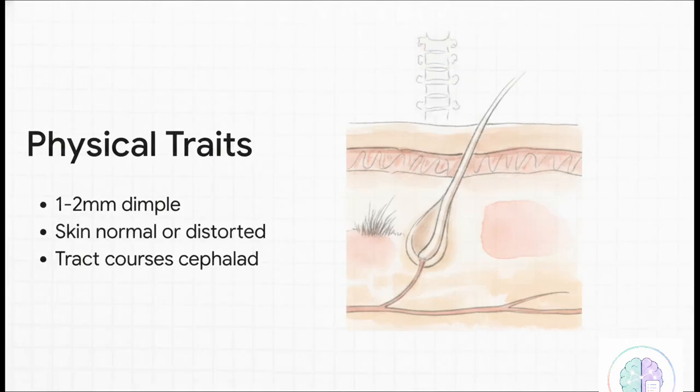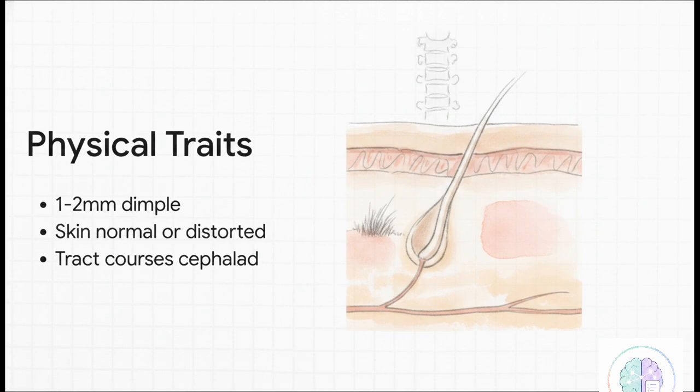Looking purely at the surface, the signs can be incredibly subtle. We're talking a tiny 1 to 2 millimeter dimple or sinus, usually sitting right in the midline. You might see hairs protruding from it, but not always. The surrounding skin might look completely normal, or it could have a port wine pigmented discoloration, or even be distorted by a mass underneath. For context, a presumed sacral sinus, where you literally can't see the bottom of the dimple when you retract the skin, pops up in about 1.2% of neonates.